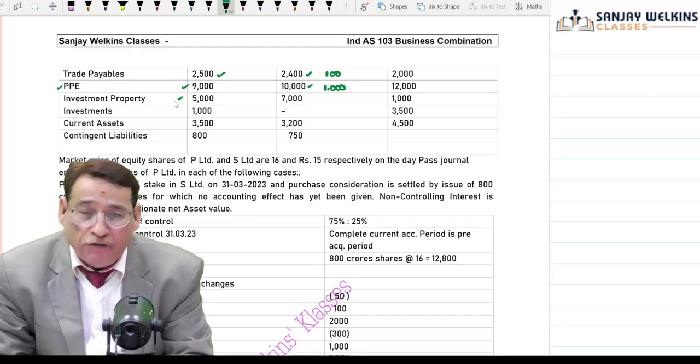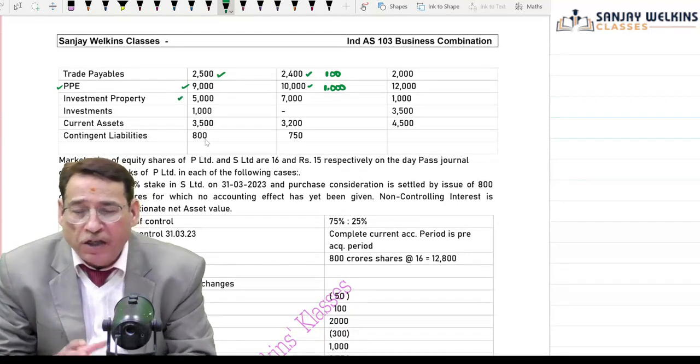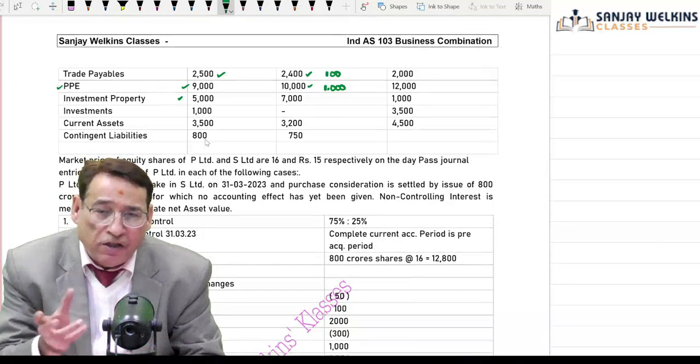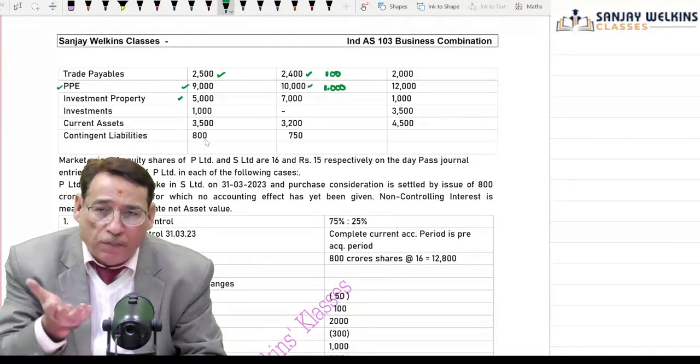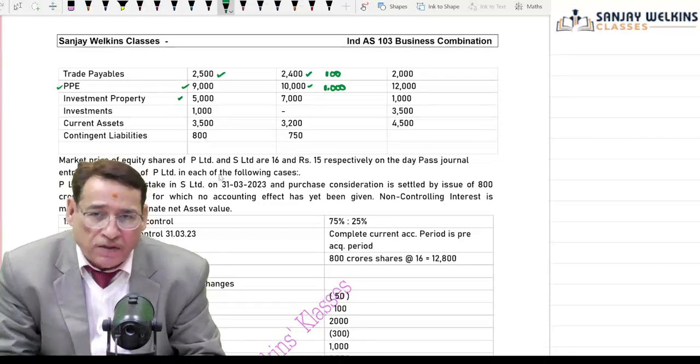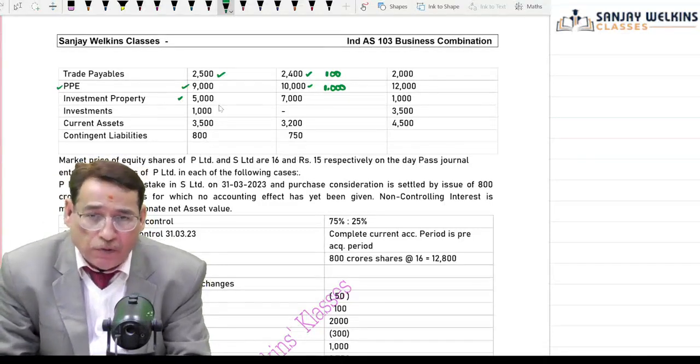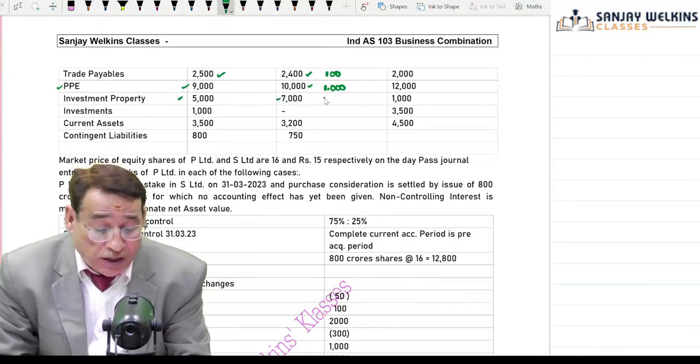Similarly, we have investment property. What is investment property? Investment property is one which is held by an enterprise either to earn rental income or for the purpose of capital appreciation. That is known as investment property. Anyway, investment property is 5,000 and its fair value is 7,000. The value is going up, so it is a gain to you of 2,000.